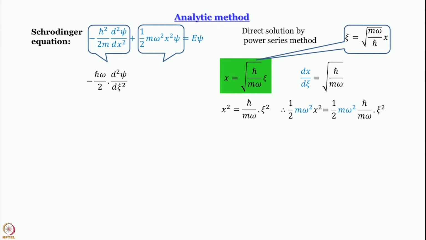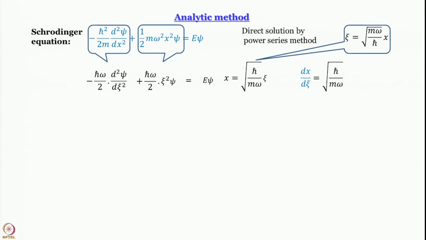So, half m omega square x square will be equal to half m omega square multiplied by h cross by m omega xi square. So, m and m cancel, one of the omegas cancel, you are left with h cross omega by 2 xi square. So, we will write that left hand side now is written in terms of xi: minus h cross omega by 2 d2 psi d xi 2 plus h cross omega by 2 xi square psi, that of course will be equal to E psi.